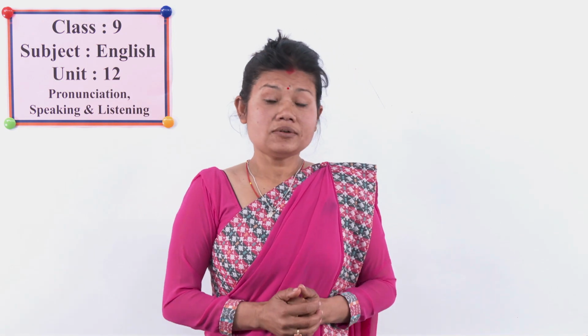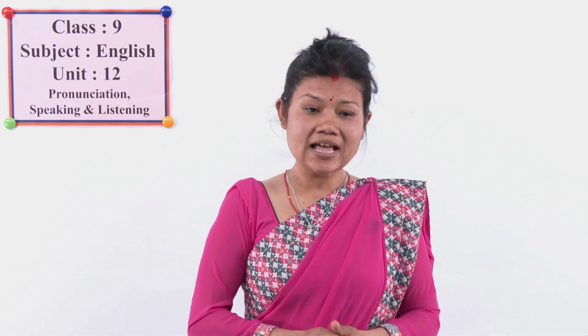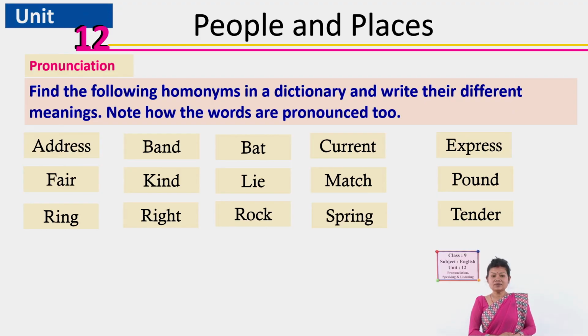So you can look at your book also, or you may follow my slide. There is given one activity. Find the following homonyms in a dictionary. You may have small or big dictionaries at home because you are students of secondary level. So it is better to consult a dictionary, take the help of a dictionary to learn a foreign language, and write their different meanings. First of all you have to check the meanings of these words, and also you have to note how the words are pronounced too.